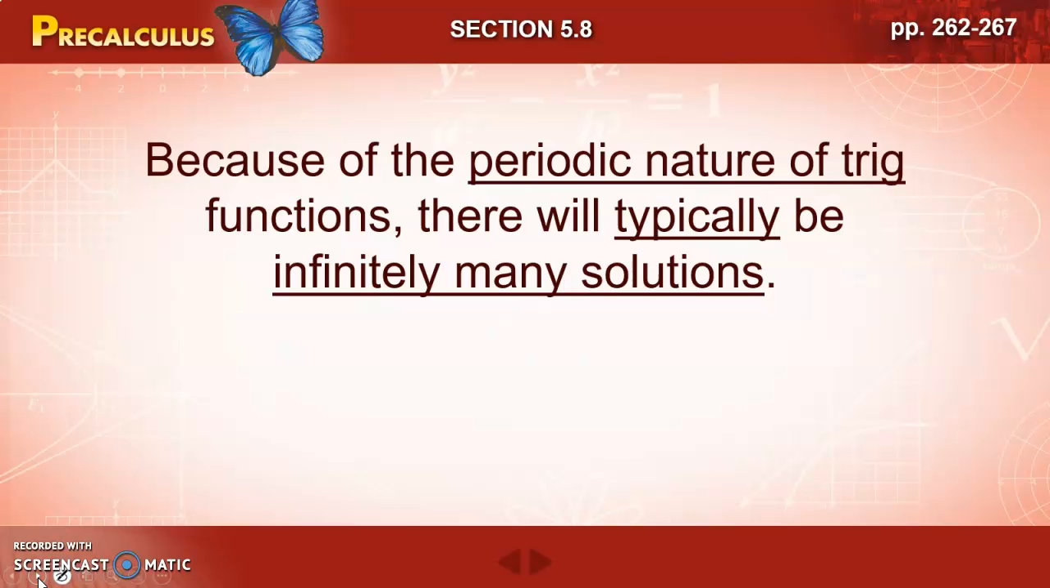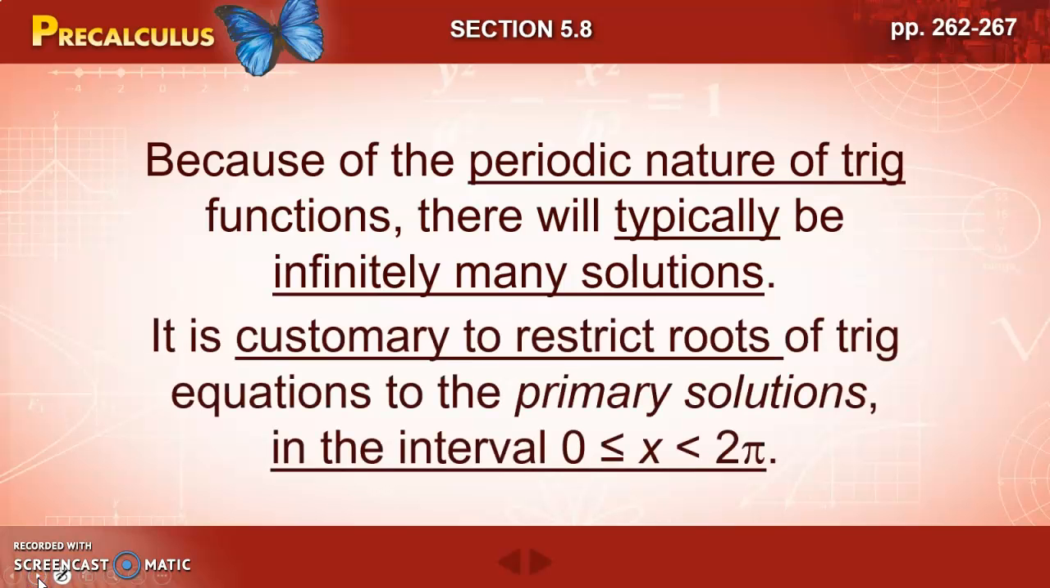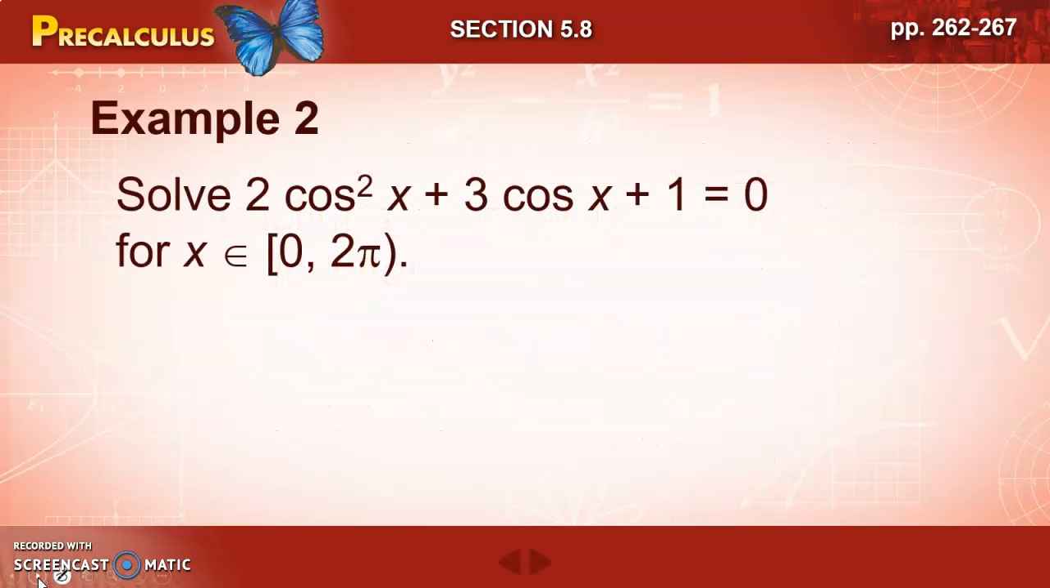Just a reminder, because of the periodic nature of trig functions, there will typically be infinitely many solutions, and the way that we can restrict our solutions is by restricting it to the primary solutions in the interval x is greater than or equal to 0 and less than 2 pi. So we're going to restrict our answers here to those primary solutions, basically the solutions in the first time around the unit circle. All right, let's take a look at this example. Let's solve 2 cosine squared x plus 3 cosine x plus 1 equals 0. Hopefully, this reminds you of a quadratic function.